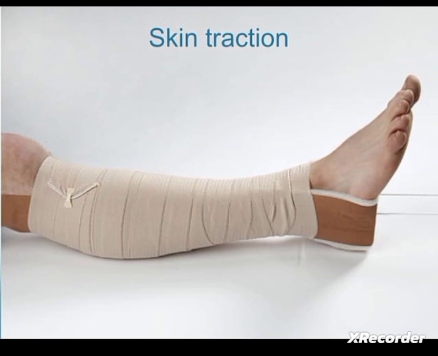So here we are using ropes, pulleys and the wide type of bandages or the adhesive for the skin traction. The most commonly used skin tractions are Buck's extension traction, Bryant's traction, and Russell's traction. These are the three most common forms of skin traction used in injury to the lower extremities.